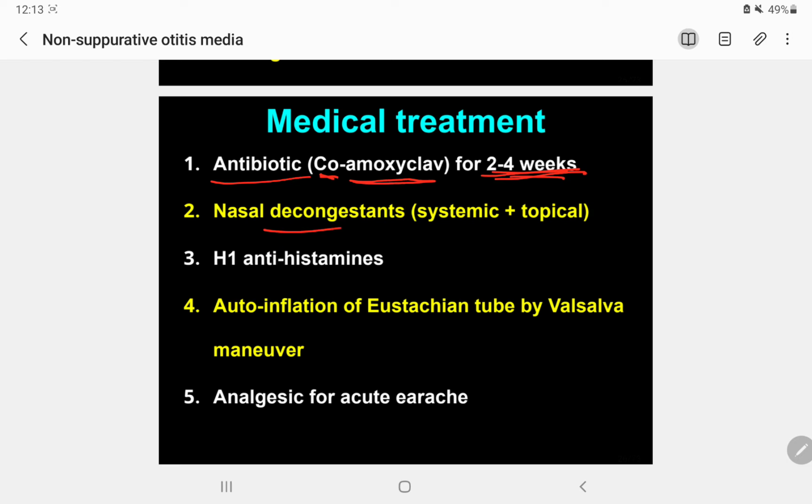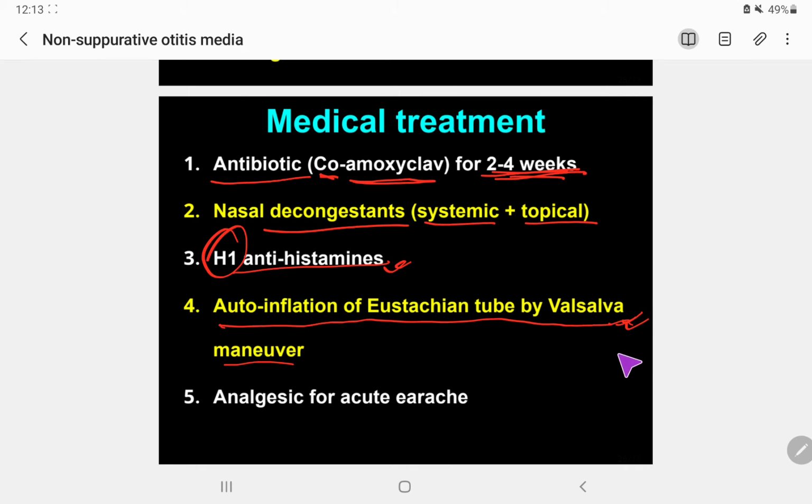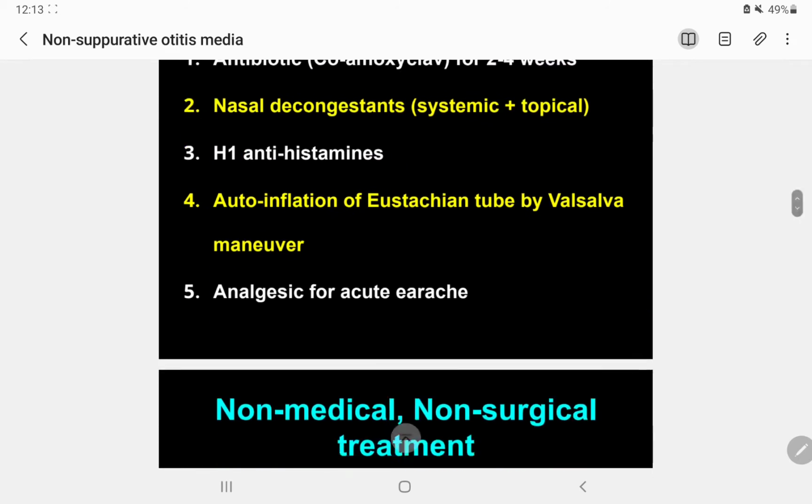And then we can use a nasal decongestant, that can be either systemic or topical. And then an antihistamine, the H1 subtype, right? So this is very important. And then autoinflation of the eustachian tube by Valsalva maneuver. Okay, we will also read about the Valsalva maneuver in the examination part. So yeah, please look at that video as well. And then for earache, we can always use an analgesic, under the safe limit, right?